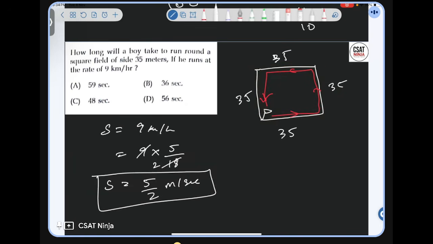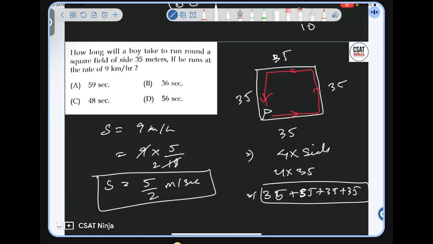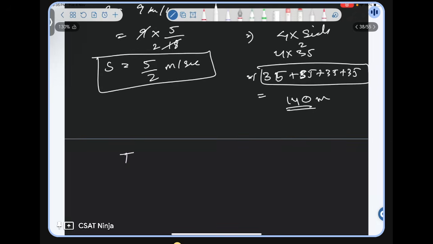The length of this track, if you know square, is the perimeter of a square. Perimeter of a square formula is 4 into side, which is equal to 4 into 35. Or in simple words, one side is 35, another 35, another 35, another 35. You sum this one, you will still get the same value. So 4 5s are 20, 0 2 in hand, 4 3s are 12, 13, 14. So 140 meter. The boy needs to run 140 meter, okay? We need to find time. Time is distance by speed.